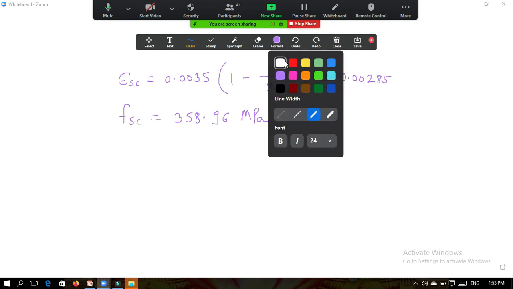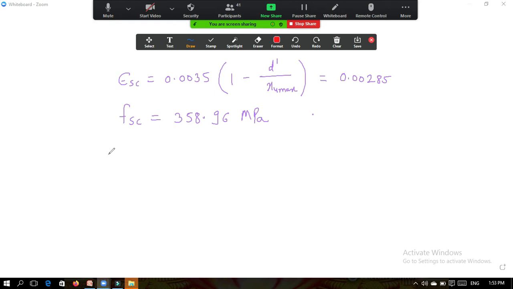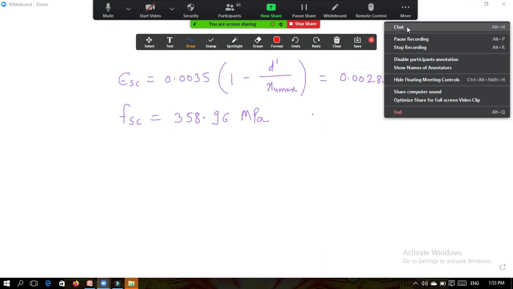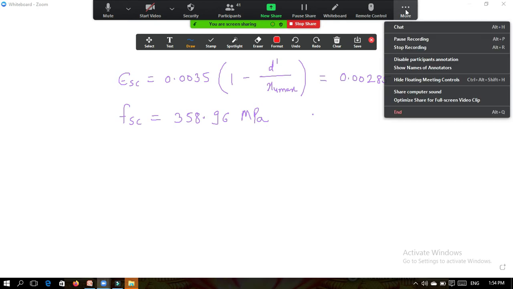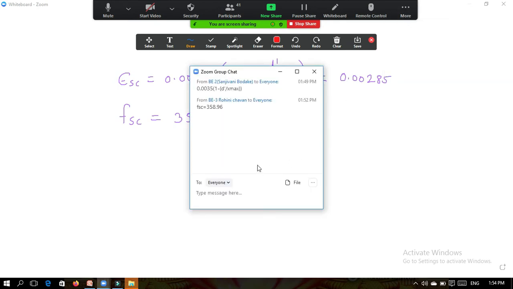You check the value and let me know the answer. Is it right? Others reply please. In the chat box, at least drop a message whether the answer is right or wrong, so that we can move further.